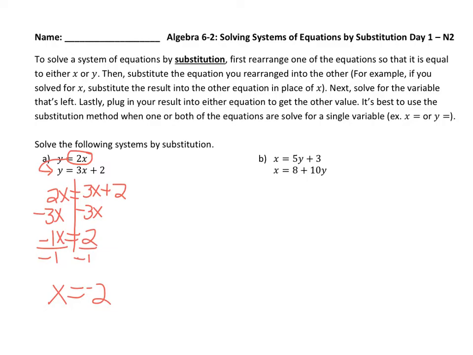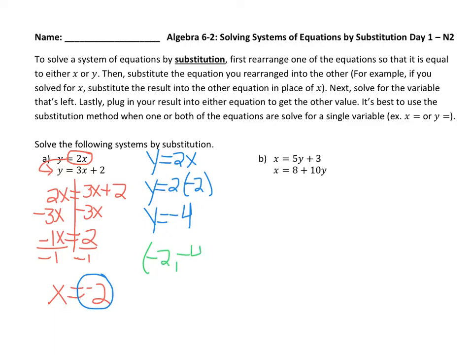So pick either equation, it doesn't matter which. I'm going to choose the first one. y equals 2x. Make sure you rewrite it. And I'm going to take that negative 2 that we got for x, and I'm going to plug it in. So y equals 2 times negative 2. y equals negative 4. And ordered pairs are x comma y. So parenthesis, negative 2 comma negative 4 is the solution. That means if I were to graph these equations like you did in the previous lesson, they would intersect at negative 2, negative 4.